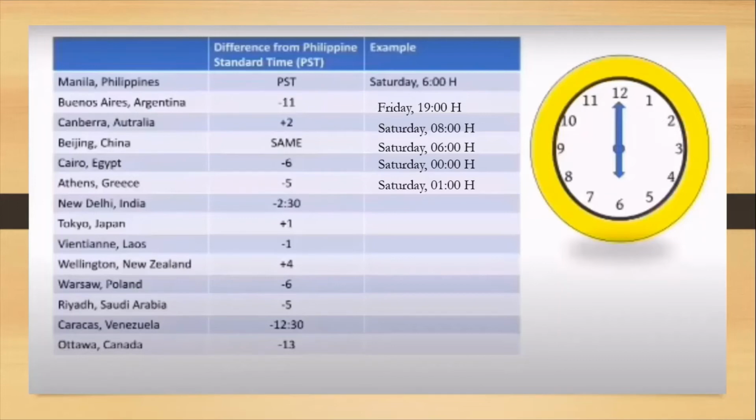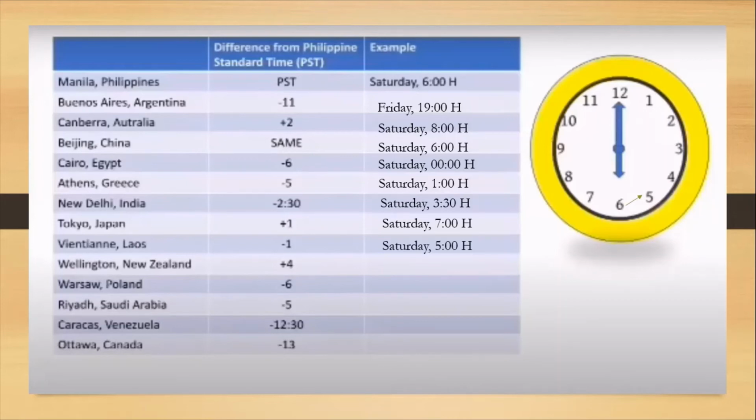For India, they are delayed 2 hours and 30 minutes, so it is Saturday, 3:30 a.m. For Japan, they are advanced 1 hour. Let's move 1. The time in Japan is 7 a.m. Saturday. For Laos, they are delayed 1 hour, so let's just move 1 hour. The time there is Saturday, 5 a.m., or 0500 hours.